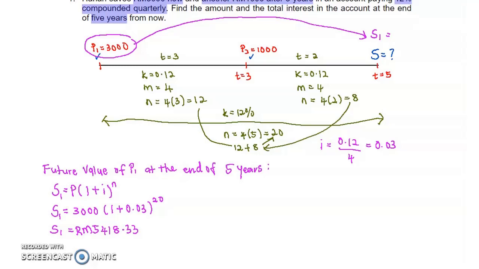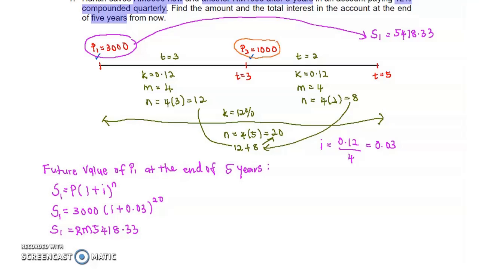Okay, now we get S1, 5418.33. Okay, that is from the first principle. We have a second principle, P2 here. Okay, we put it at the end of 3 years.